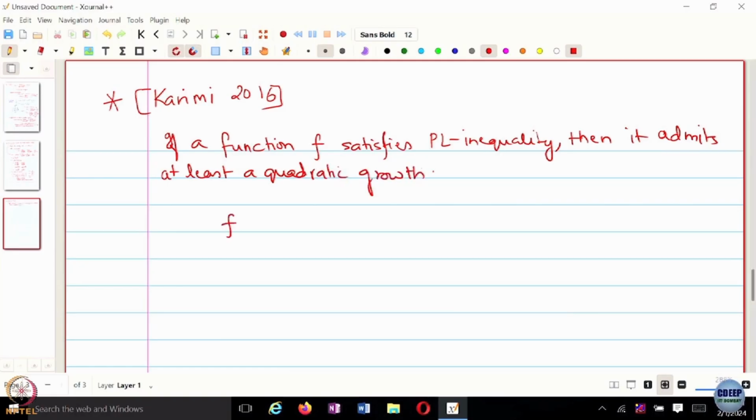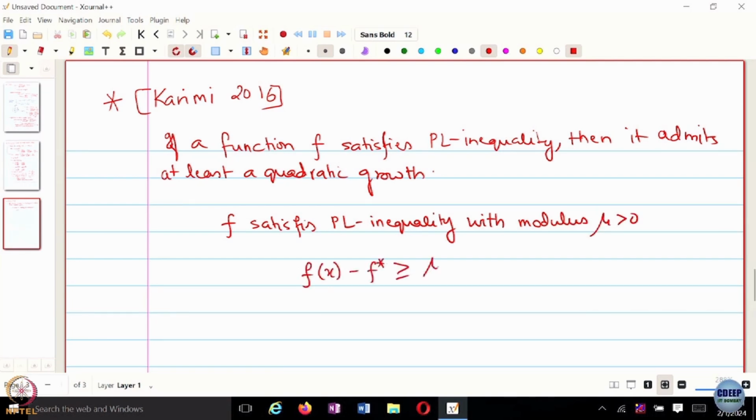Let us say there is a function f that satisfies the PL inequality with modulus mu greater than 0. That means f of x minus f star is lower bounded by a quadratic function which grows quadratically. The function has at least quadratic growth is what this result says. Is the statement clear? The function growth is at least quadratic if f satisfies the PL inequality.